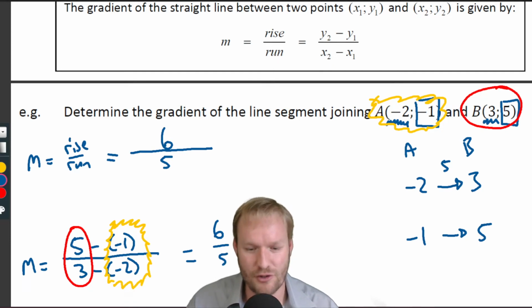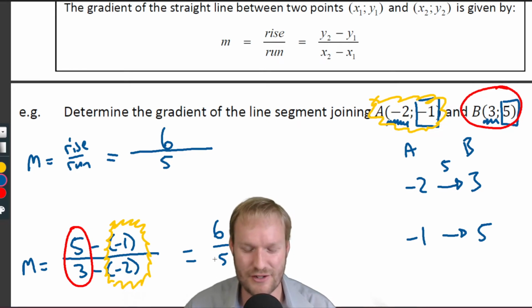I'll leave it to you if you would like to do it the other way around and see. You should still get 6/5, because of course it would have been -6/5, which would have simplified to 6/5.